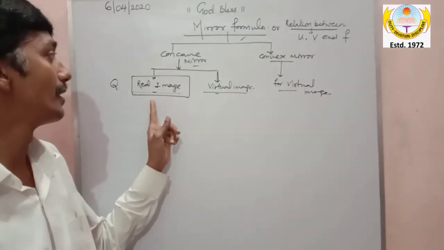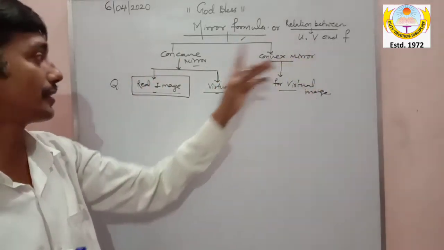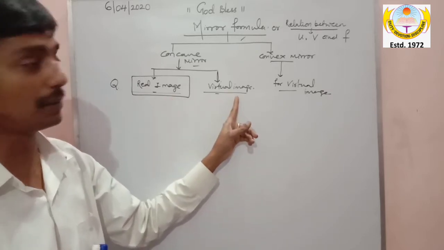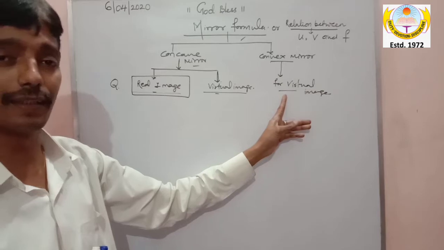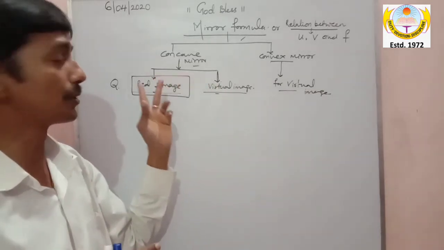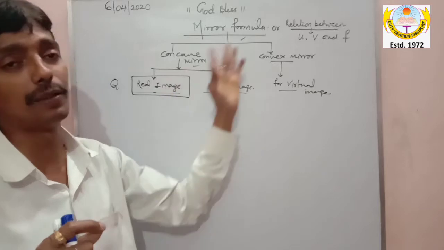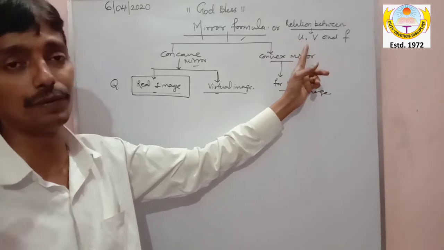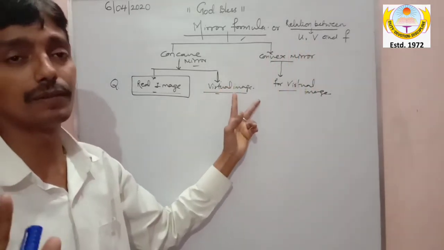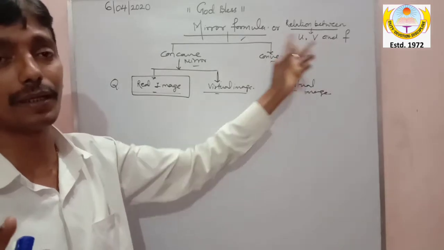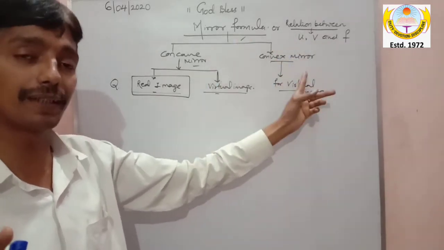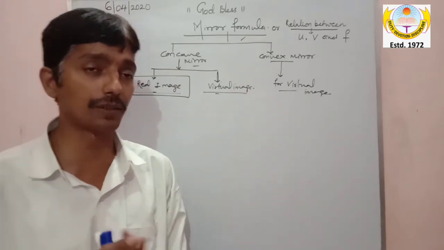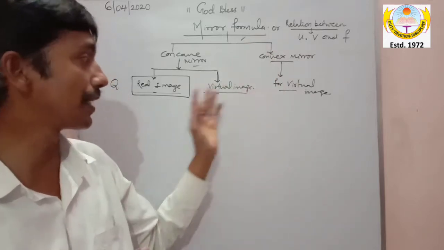The question is, we have the mirror formula or UVF relation by using concave mirror. Either it can be a real image, or the question can be for virtual image, or for convex mirror, again the question is for virtual image. So today I will show you concave mirror with real image, how to get the mirror formula and the UVF relation. Tomorrow I will tell you how to get the UVF relation by using concave and convex mirror for virtual images. Right? So in the board exam it can be any question. The UVF relation is common, but the question can keep changing.